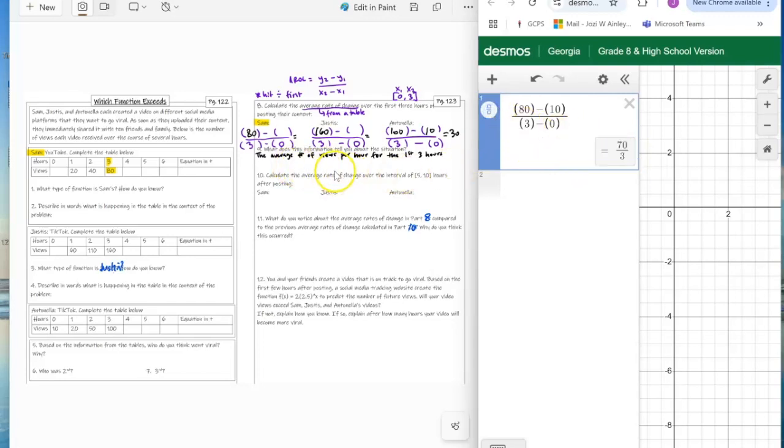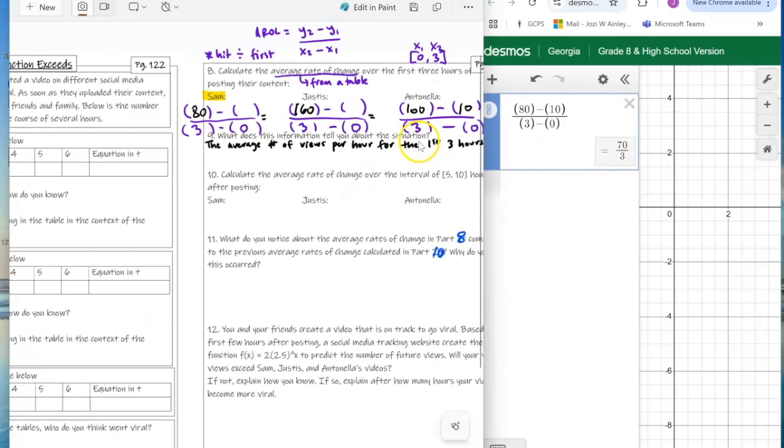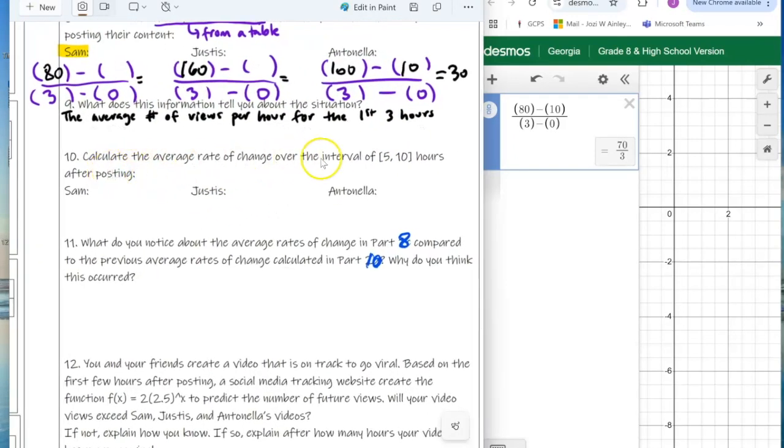All right, so that's the average rate of change over the first 3 hours. Now we're going to look at what is the average rate of change over the interval from 5 to 10. So what it's saying in this situation, this is your first x value and this is your second x value. And we're going to repeat that process again. So we have parentheses minus parentheses over parentheses minus parentheses 3 times.